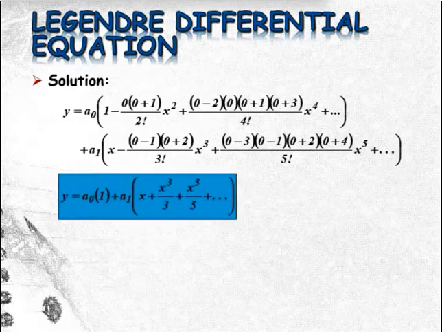So let us simplify. Simplifying the expression, you will end up with a sub 0 times 1 plus a sub 1 times x plus x cubed over 3 plus x to the fifth over 5 and so on. Note that y sub 1 is a finite series while y sub 2 is an infinite series.